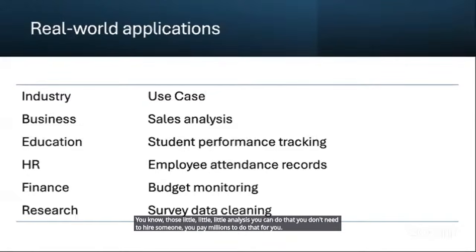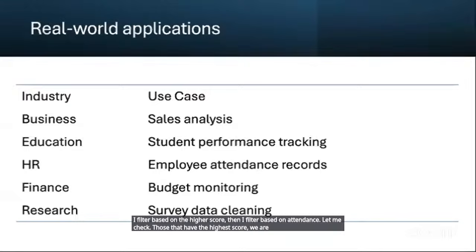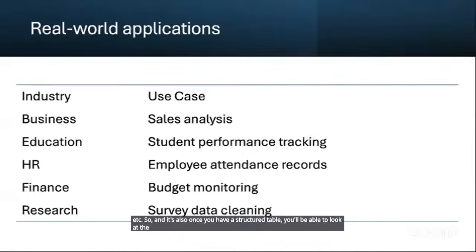Or a teacher. You check performance and attendance, are they correlating? I filter based on the highest score. Then I filter based on attendance. Let me check, those that have the highest score, are they attending classes mostly or not? Or the opposite, etc. And once you have a structured table, you'll be able to look at the table and tell whether you have missing information in your records, like blank cells, etc.